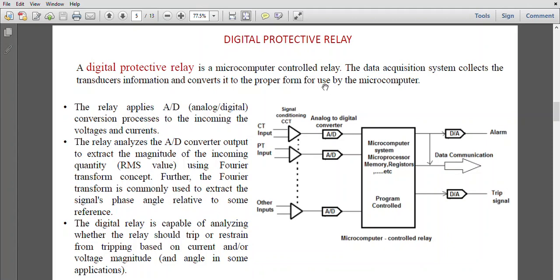CT and PT are basically required for any action of a relay which further commands the circuit breaker. So first the information is amplified and sampled. The amplified signal is filtered by the analog filter. Now with the help of the analog to digital converter, these sampled signals are converted into digital form so that it can be finally fed to the microprocessor.